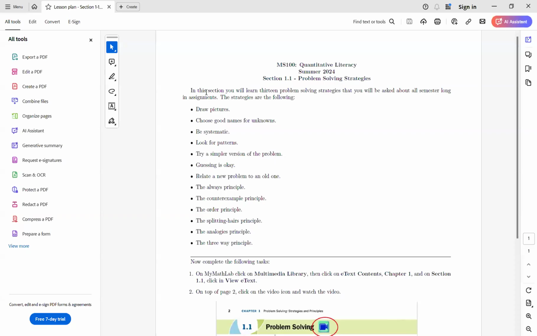Hello. In this video, we'll see examples of some of the problem-solving strategies. If you look at your lesson plan, there's a total of 13 problem-solving strategies. I will do examples of 3 of those: to be systematic, to look for patterns, and try a simple version of the problem. First, an example of the strategy to be systematic.